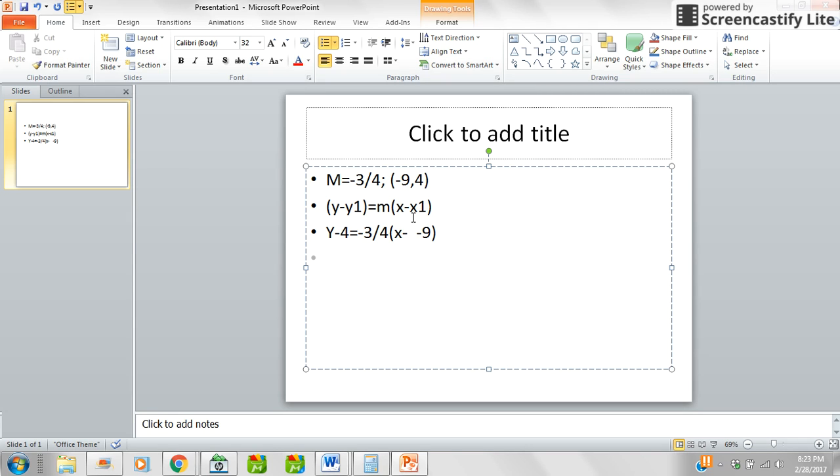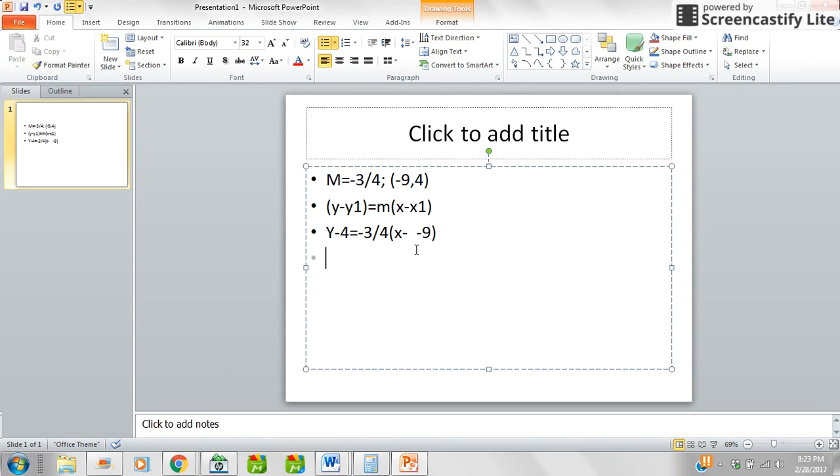Okay, Leo, so the problem was m equals -3/4, and your x and y was -9 and 4. So I have the actual problem here, or the form that it should be in, so that way you can keep track of your numbers. So y minus 4, which was in your y value, equals our slope, which was -3/4, and then in parentheses, x minus the -9 in parentheses.